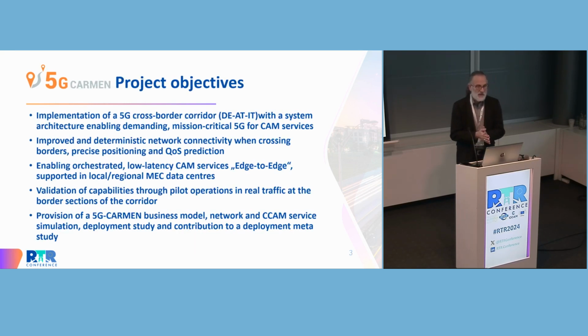Here we go. What were the objectives? Implementation of a 5G cross-border corridor, as said, Germany, Austria, Italy, with a system architecture which is enabling demanding mission-critical 5G for CAM services. And I have to mention that originally, we were not only tackling the maneuvering services, which are really demanding, but we also were looking at collective perception. We were looking at an entertainment part, which is related to video entertainment when being in a backseat position in a vehicle. But after the period 1 review, we refocused really on the demanding use cases. And that was really good because that was still a significant number on our plate. Nevertheless, we included some perception elements for important road safety capabilities.